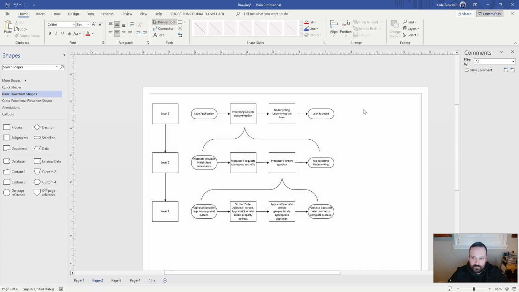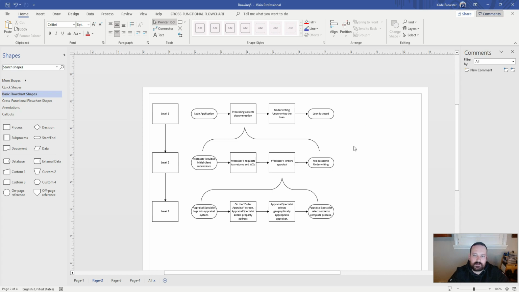So I quickly tried to illustrate that taking a piece of our mortgage process example process map from last week. That would be a level 1 process, which is the highest, most conceptual level process map. It really focuses on getting the high level details correct. And so you can see in this example, level 1: loan application, processing collects documentation, underwriting underwrites the loan, loan is closed, right? Very high level, but it describes the basic flow of a process.